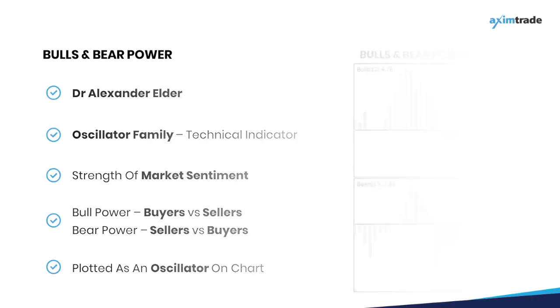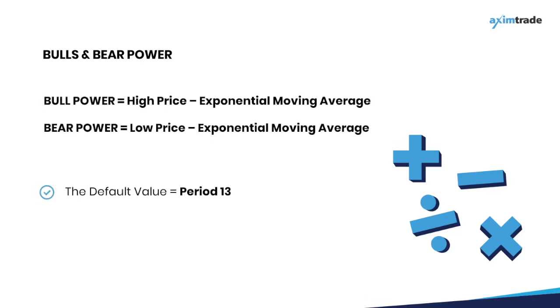Let's look at the formula. Bull Power is calculated by taking the high price minus the exponential moving average value, and Bear Power is calculated by taking the low price minus the exponential moving average value. By default, the Bulls and Bear Power indicator is calculated based on a period of 13, but traders can change this according to their preferences. Now let's look at the features of this indicator and how to interpret it.